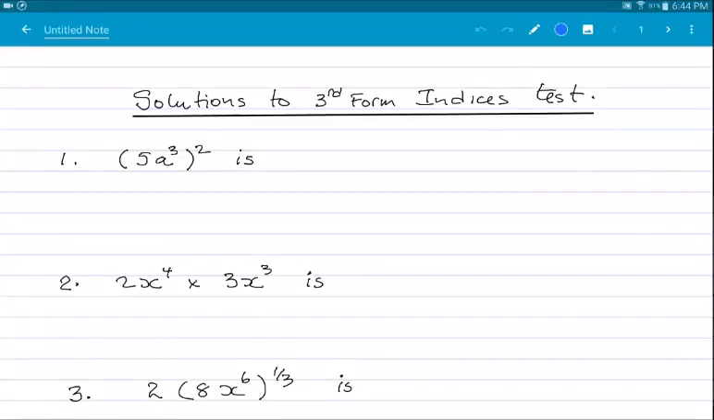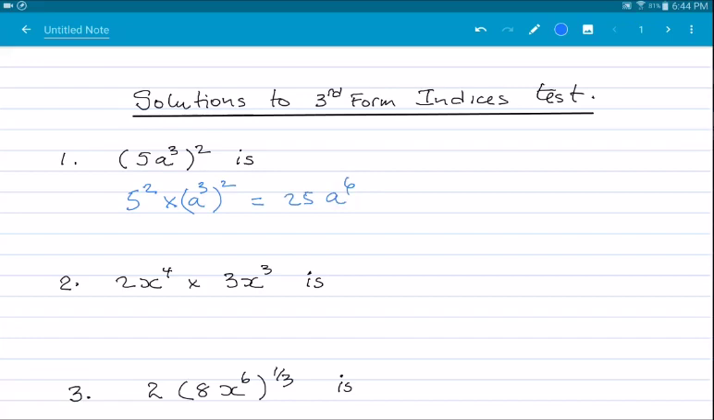Okay, so we're going to do the solutions to the third form indices test. 5a cubed all squared. Everything inside the bracket is squared. So we have 5 squared times a cubed all squared. That's equal to 25a to the 6.